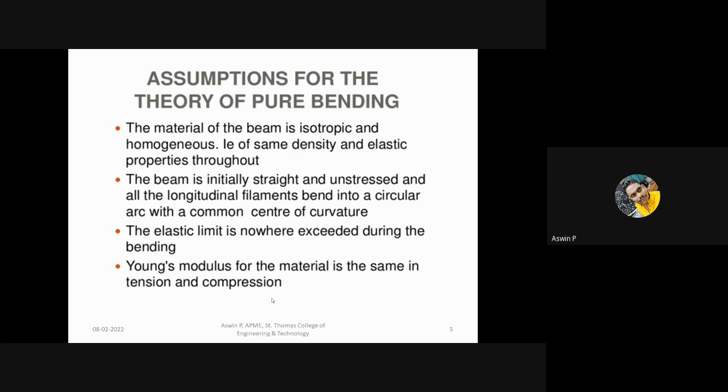And Young's modulus, you already studied what Young's modulus is. This is stress-based strain, which is a mandatory term in simple bending. So Young's modulus for the material in compression as well as tension should be the same. That's an important assumption. If you are considering tension as well as compression, the Young's modulus should be the same for the material.